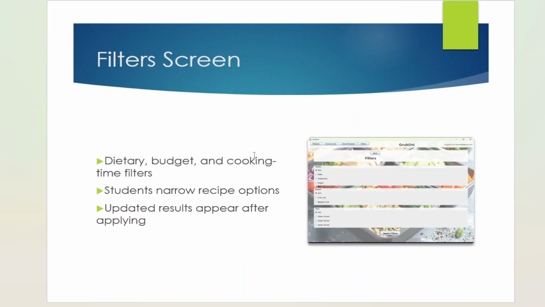So the next screen is the filter screen. I made a filter screen where students can choose their diet types and budget levels or cooking time. So they can choose if they want halal meals, if they want vegetarian meals, and how long they want to cook their meals. After applying the filters, the system returns to the search screen with updated results, and the filters help students pick the meals that match their needs.